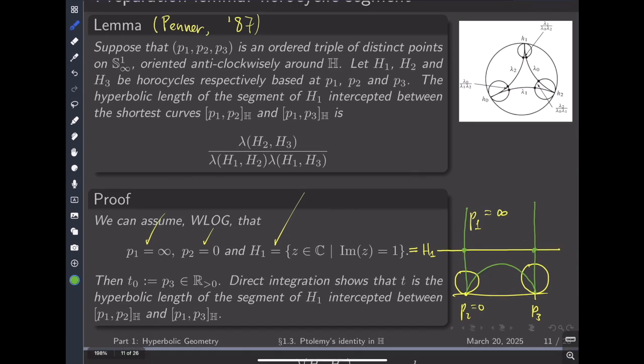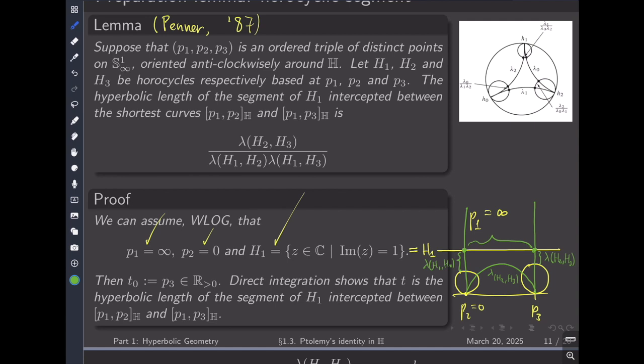So here I would have the lambda length of H2, H3, which is not the hyperbolic length. Here I would have the lambda length of H1, H2, which again is not the hyperbolic length. And here is the lambda length H2, H3. And this is what I want to compute as a quotient of products of the other things.